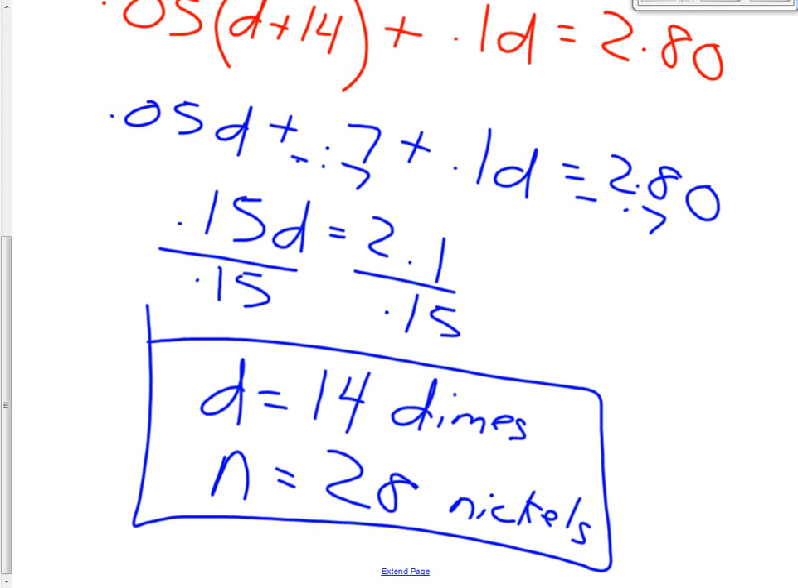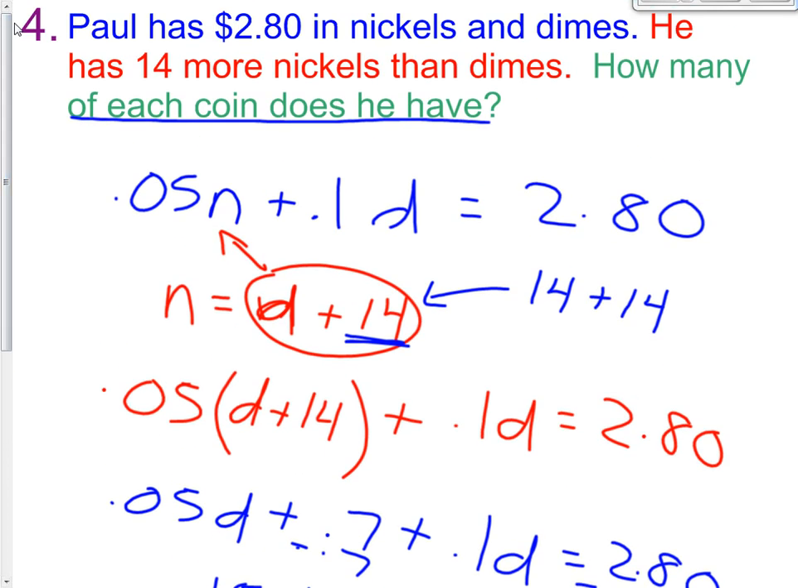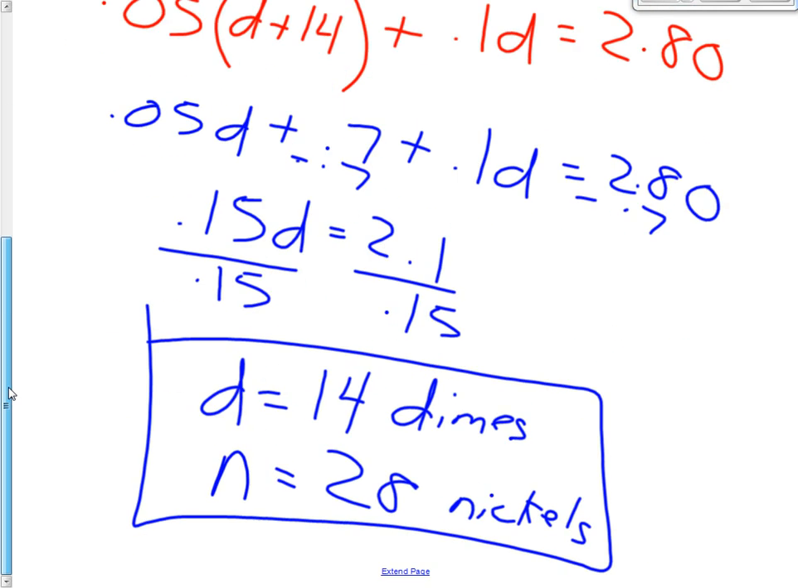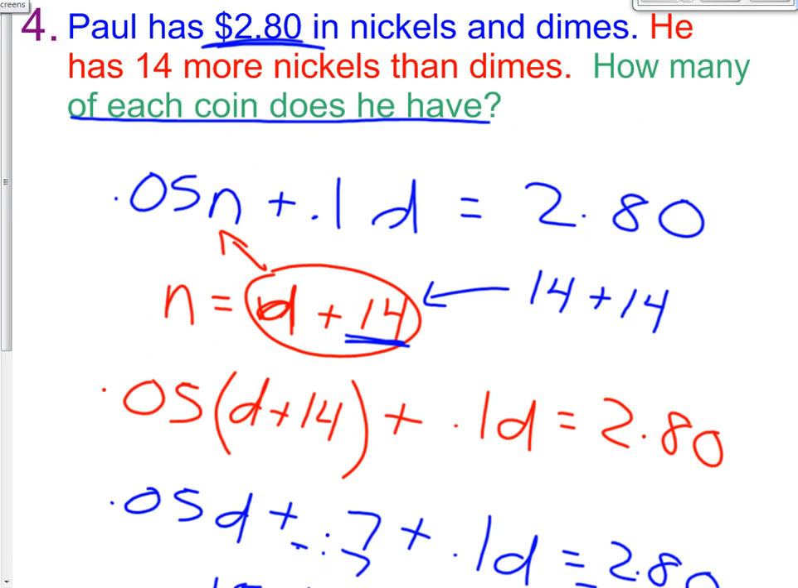And there's the answer for that one. And just like the last one, if you want to check it, it wouldn't be very difficult. You would just take the number of nickels, multiply by 5 cents, the number of dimes, multiply by 10 cents, add those two up, and you should get $2.80.